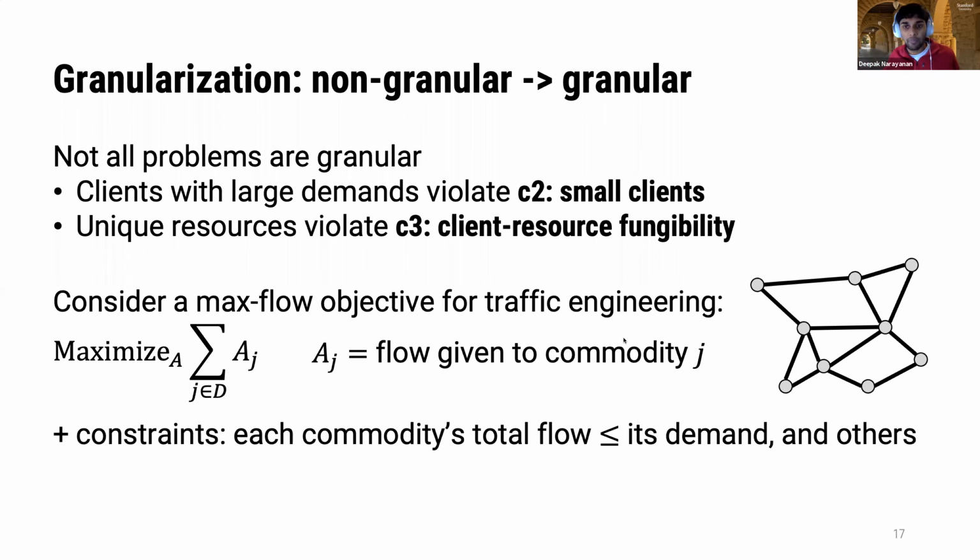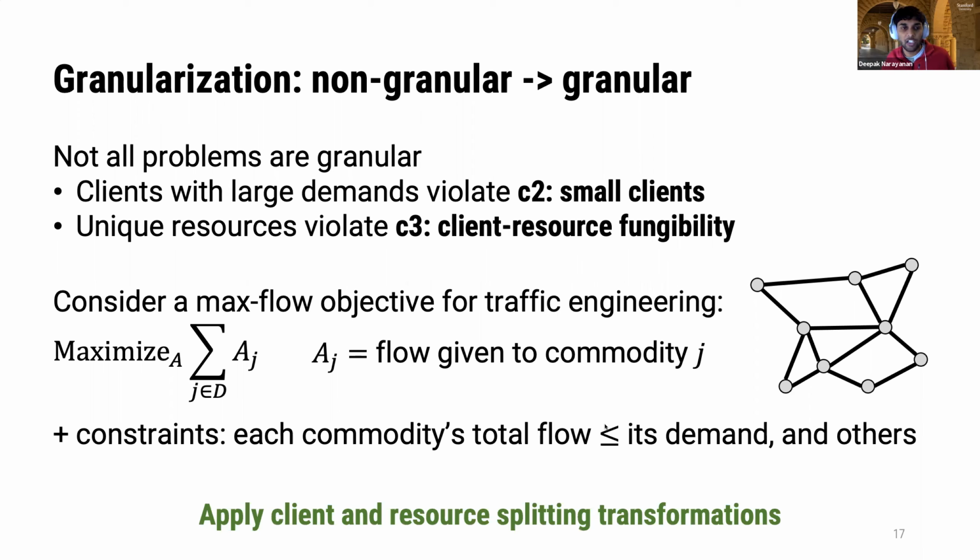One specific class of problems where these violations can manifest themselves is in traffic engineering, where every link between two sites is a unique resource. Specifically, let us consider a simple max flow traffic engineering problem, where we try to allocate link capacity to various commodities while respecting and trying to get as close to each commodity's demand. This problem can have commodities with high demands and might also require the use of links between specific sites to ensure high total flow. In such cases, we can apply client and resource splitting transformations to transform such non-granular problems into granular ones.